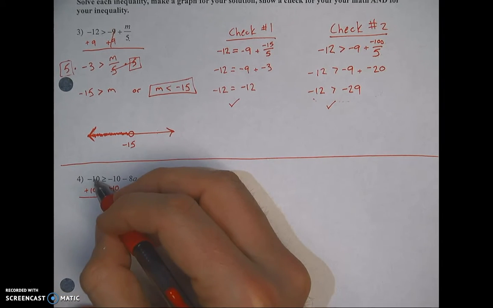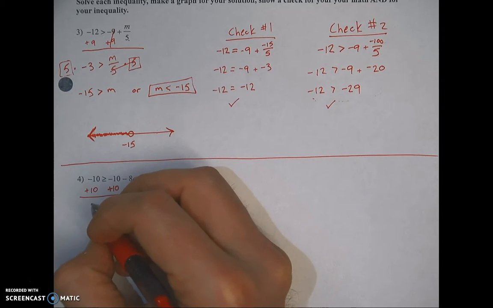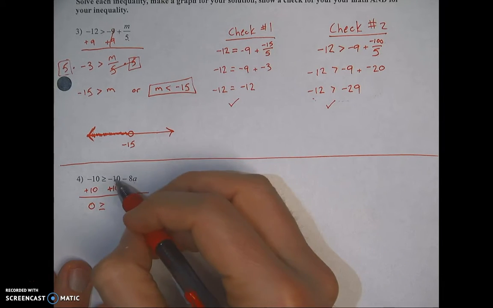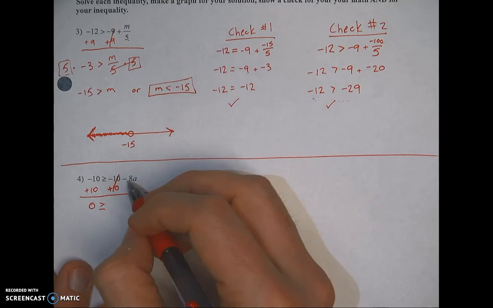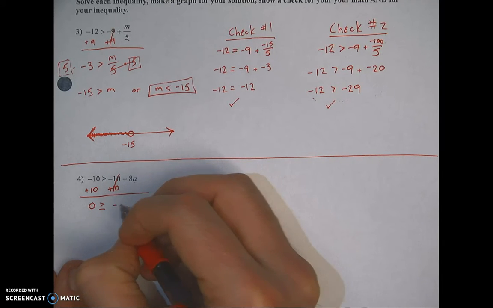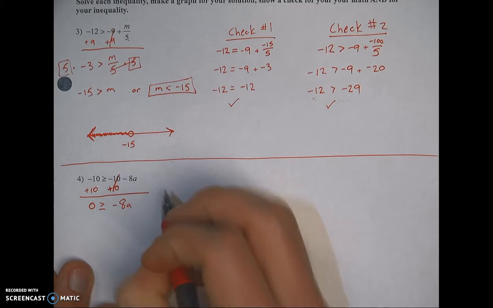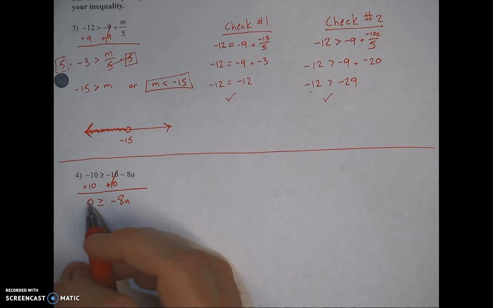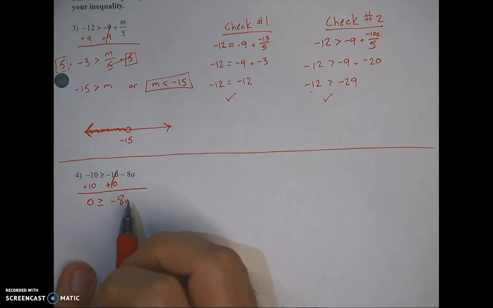So what happens? Well, on the left side, negative 10 plus 10 is 0. Bring down your inequality. These cancel. And when this comes down, you need to remember that this minus comes with the 8. So it's a negative 8a. So first of all, it's okay to get 0. Don't think you did something wrong. And don't forget to bring down your minus as a negative.